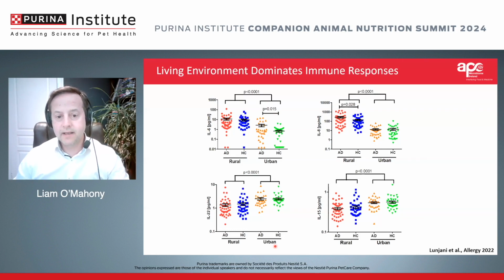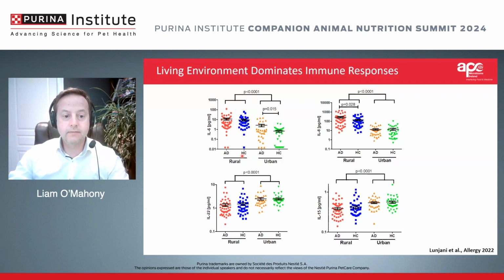But one of the surprising things that we saw was that when we looked at circulating cytokines, about 50 different cytokines, some were associated with atopic dermatitis, like TARC and IL-16. So these are well-described atopic dermatitis associated cytokines. But the majority of the cytokines were not related to the disease status of the child, so whether they had atopic dermatitis or not, but were actually related to the living environment that they were in, so rural versus urban environment. And I've just shown you a couple of examples here.